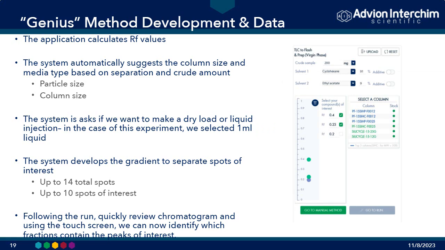And this is just a view of what your Genius software looks like. So you can see we have 3 spots here. We put in the crude amount, the solvents, and then it's suggesting different columns.